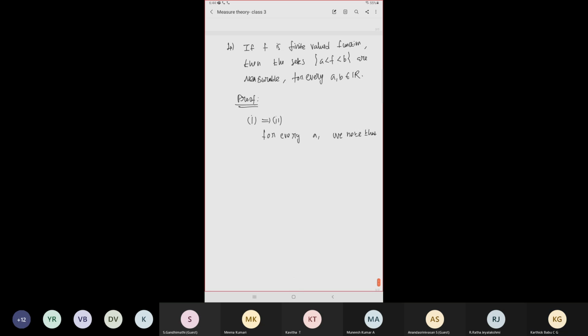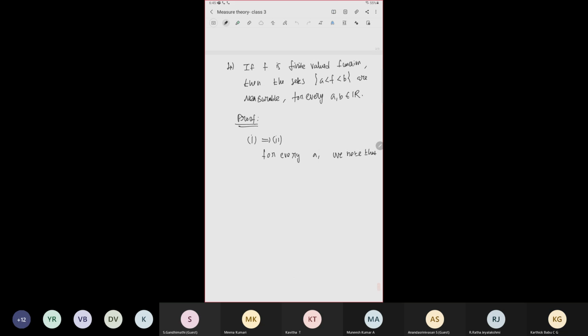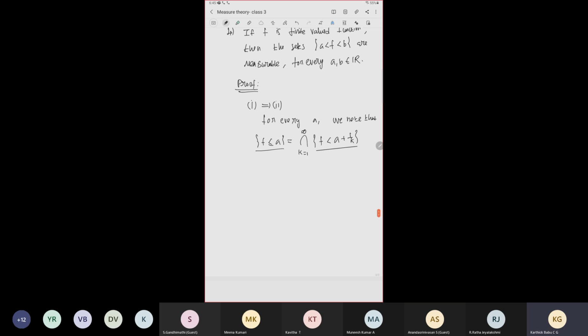Okay, sorry for the interruption. So now what we are doing, for every A, we note that F less than or equal to A. We want to show F is measurable, we assume. We want to show that for every A this set is measurable. But it can be seen that for K equal to 1 to infinity, if we collect all the sets F less than A plus 1 by K, the intersection of all these sets will be F less than or equal to A, because all those sets contain A, so the intersection also contains A. We know by definition of measurability that all the sets of this form are measurable, so countable intersection of measurable sets is measurable, hence this set is measurable. So therefore 1 implies 2.